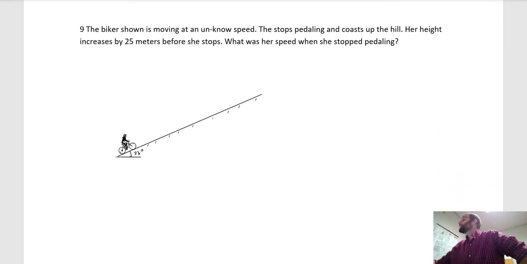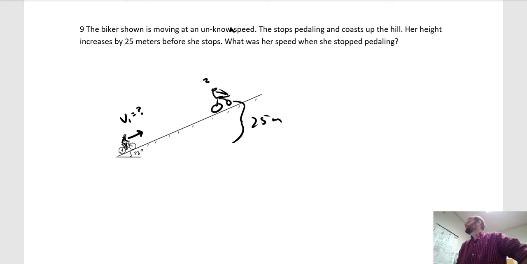Biker at an unknown speed, known with an N there. I'll have to change that in the future. So basically the biker's moving here with some speed that we do not know, so label it. And then she ends up, that's going to be my quick bike here. There's the biker at position 2, with the height increasing by 25 meters.